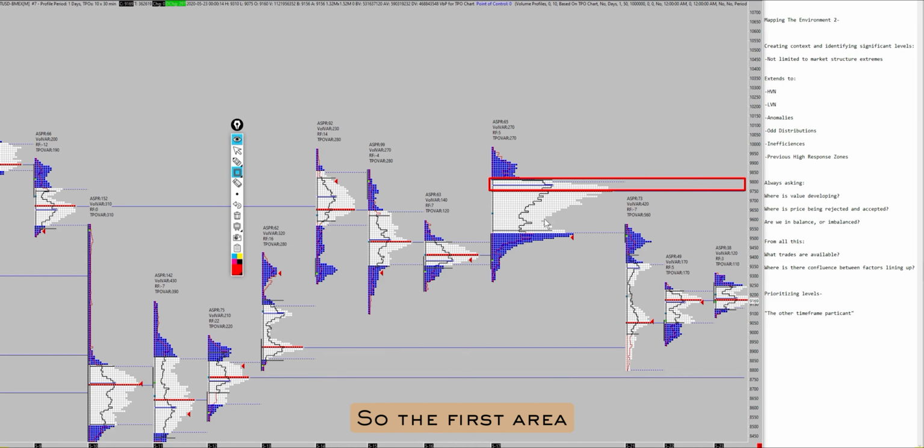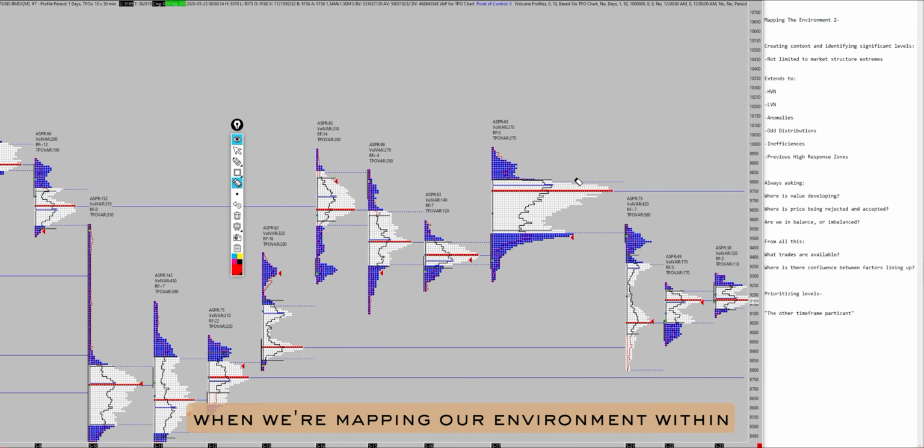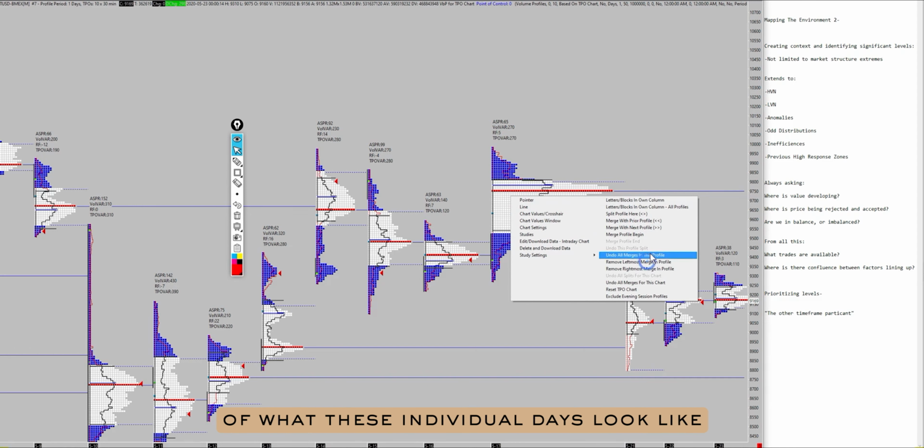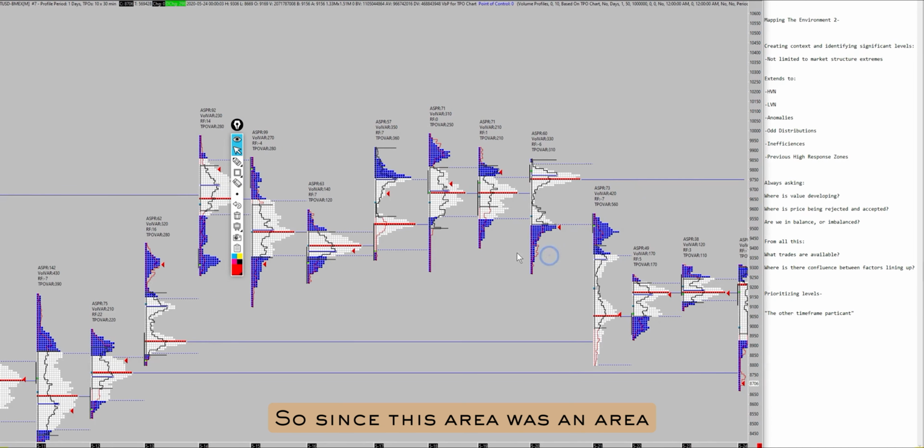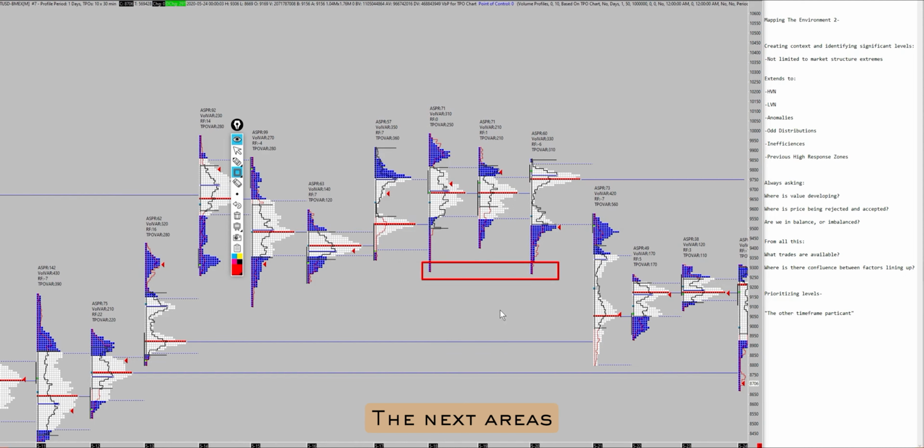So the first area that we're going to look to when we're mapping our environment within the structure is, more than likely, we'll open this up again to get an understanding of what these individual days looked like. Since this area was an area that previously rejected price, the last thing we want to do is gain acceptance into this level. The next areas that we're going to look at would be the single prints.